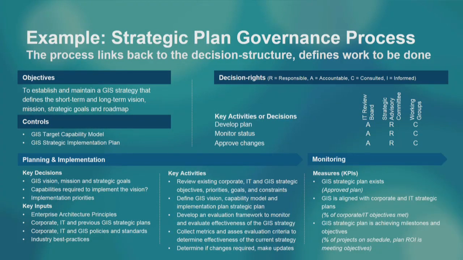So on a simple governance on a page look for one of these aspects, this strategic plan, you might lay it out something like this. And you see here it has broken down into the objectives, the controls over the planning and implementation side, which is looking at the key decisions, inputs, and activities, as well as the monitoring, which is around your measures and KPIs. And then, of course, there's your RACI with the various component groups identified in this example. So this is really just a way to document and make sure you're covering off everything that you're going to actually perform in your governance model.